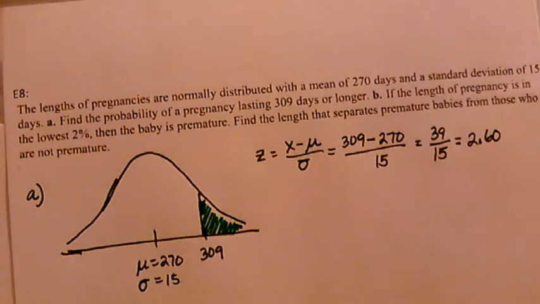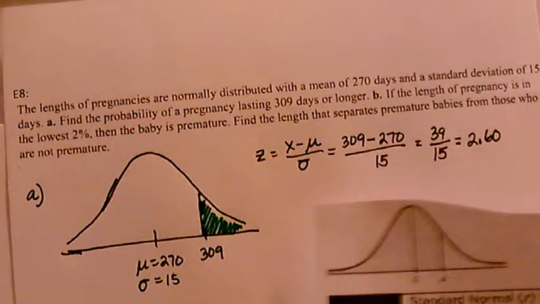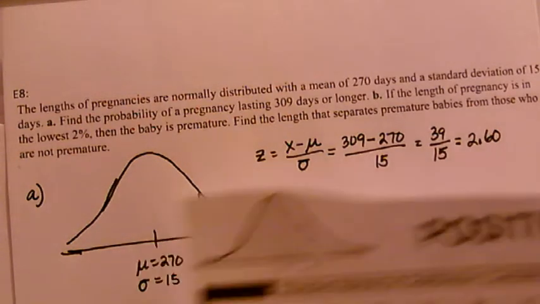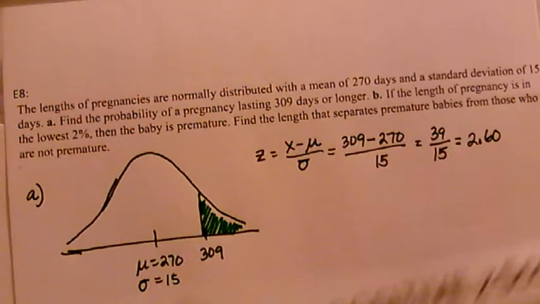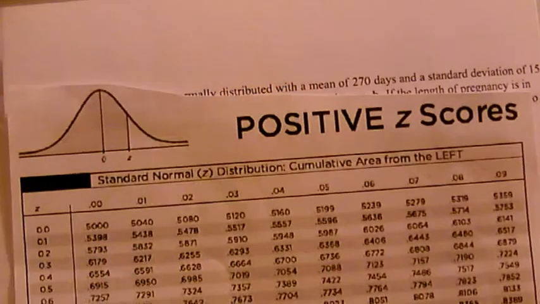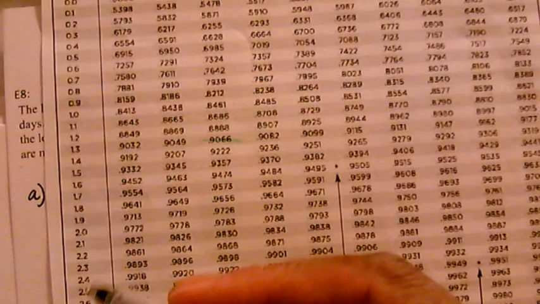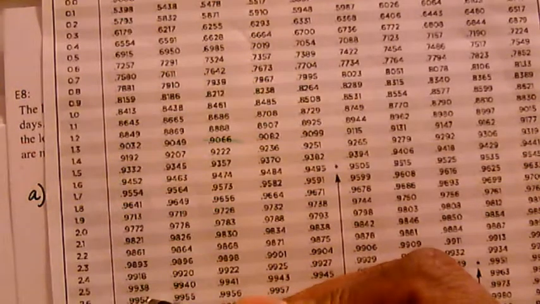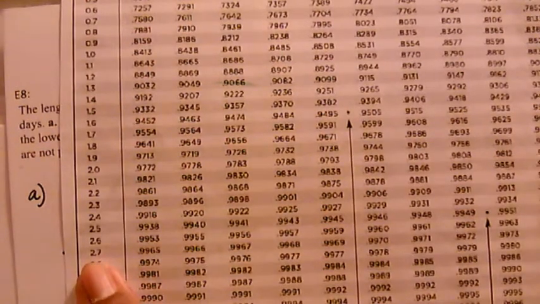All right. Now we use table A-2. 2.60 is a positive z-score. We want to be careful here because we want to find the area to the right. The table gives us the area to the left. So we know we're going to have to do 1 minus whatever that probability value is for 2.60. Well, here's 2.6. 0.00 is here. There's 2.6.